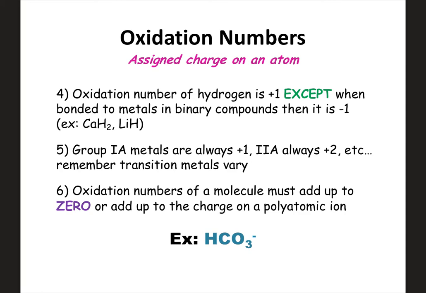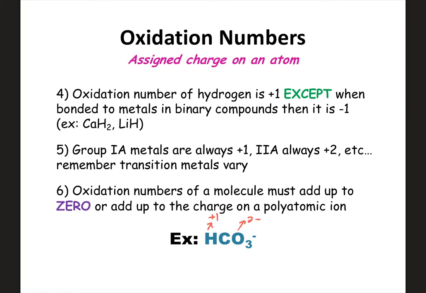So let's look at an example here. Let's do HCO3 minus. So what you would do here is start assigning charges to the ones that you know. Well, we already know that hydrogen is going to have a 1 plus charge unless it's bonded to these metals here, which it's not. So we know that the charge on the hydrogen is going to be 1 plus. We also know the charge of oxygen is typically 2 minus unless it is with hydrogen peroxide or peroxide, which would be 1 minus. So oxygen is going to be 2 minus, right?